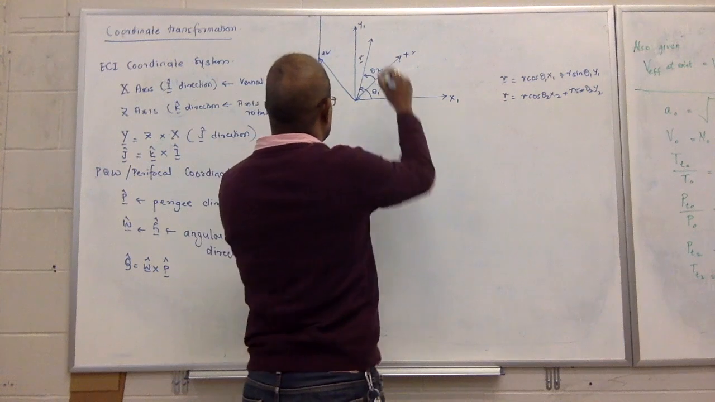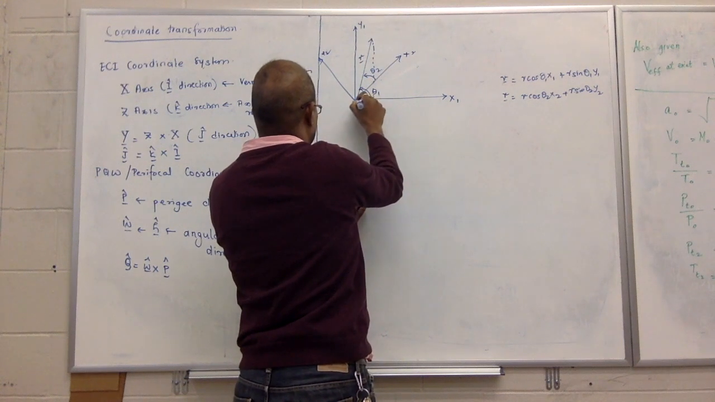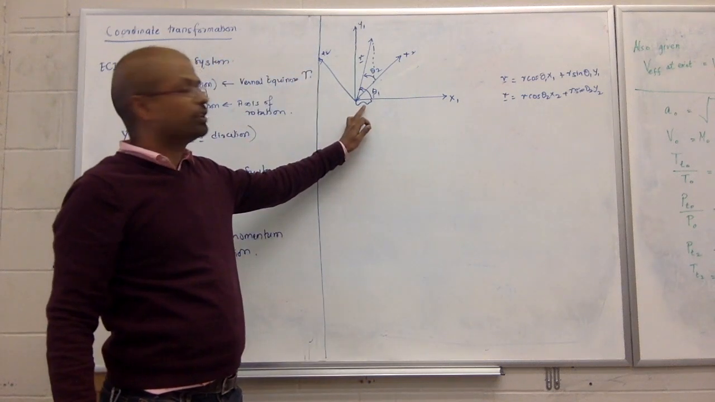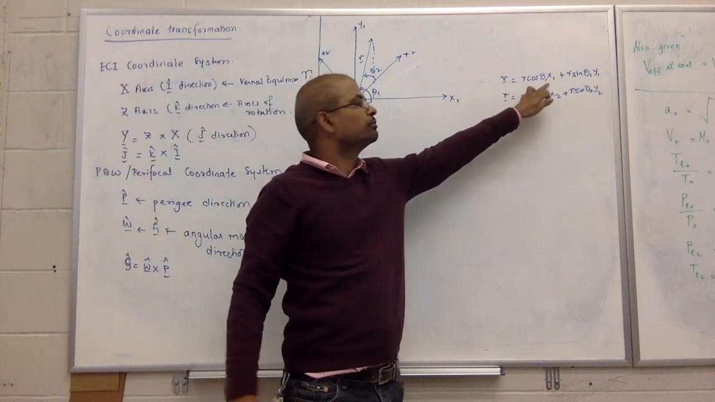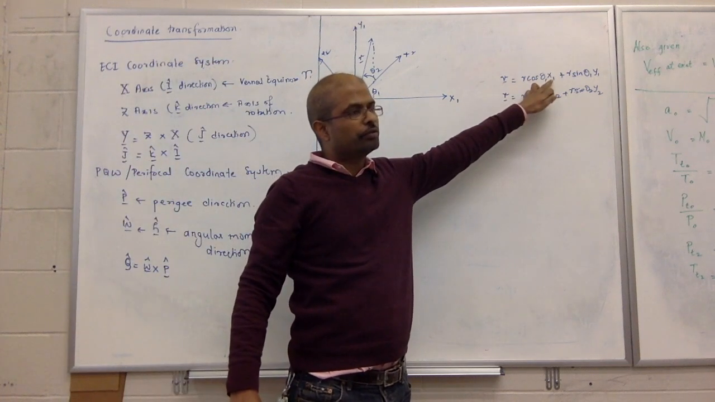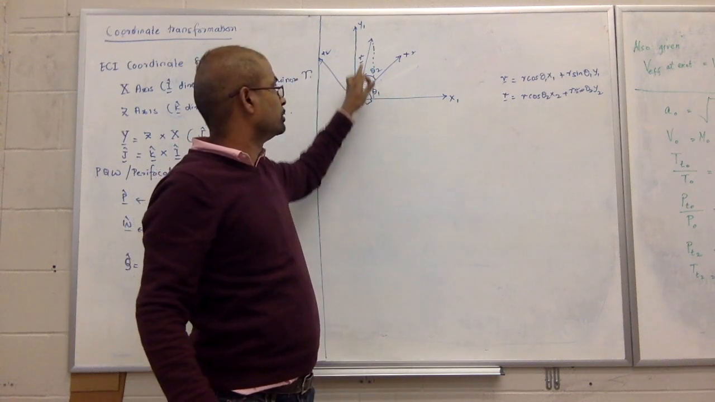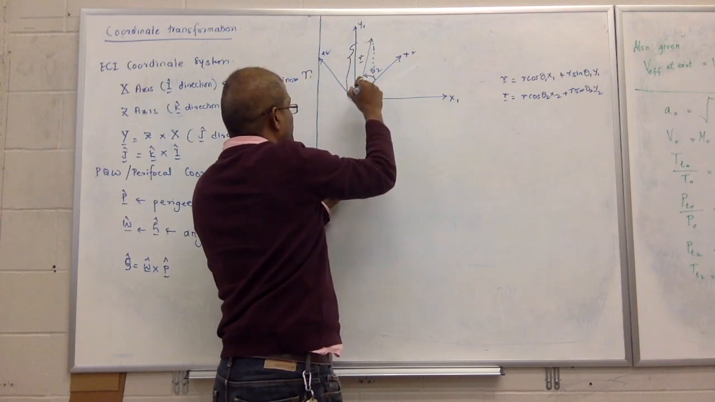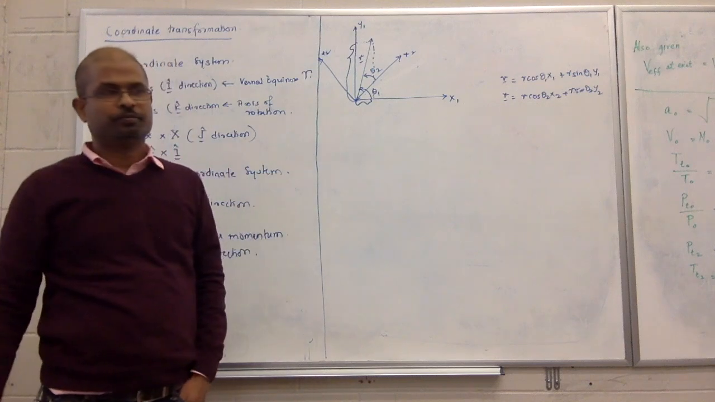Okay, so this component is x, right? This is r sine theta, r cosine theta, right? So that is the x component. This is the y component. That will be r sine theta.